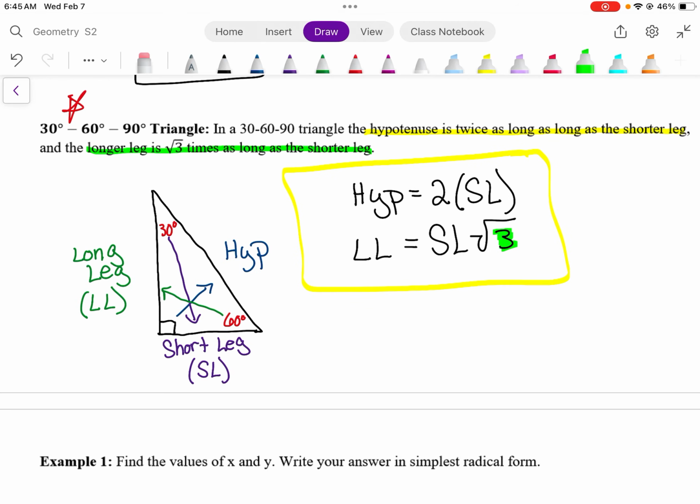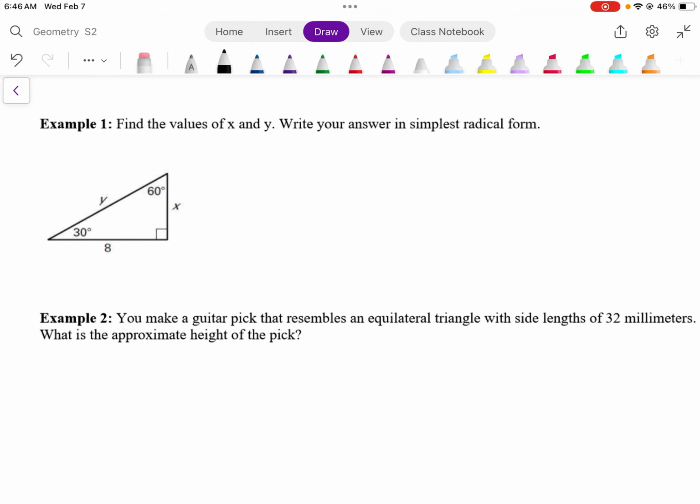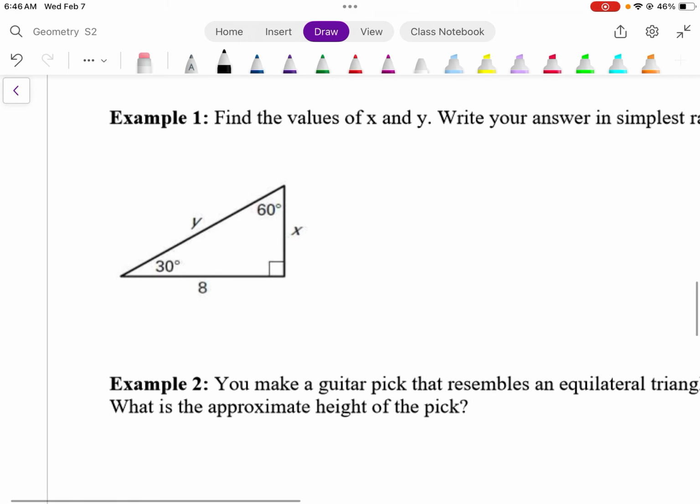All right, so now we're going to do some practice with 30, 60, 90 triangles. With these, you're going to find the values of x and y and write your answer in simplest radical form. The first thing you should do is label your picture. Always start with the hypotenuse. Once you get that, it's pretty easy to figure out which one is going to be your short leg and then your long leg from there.